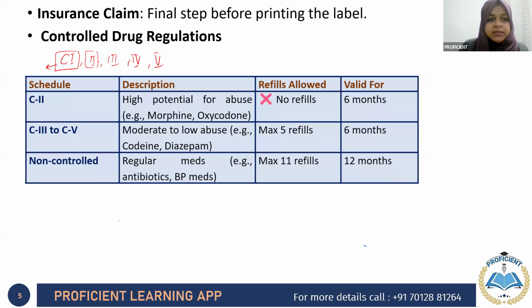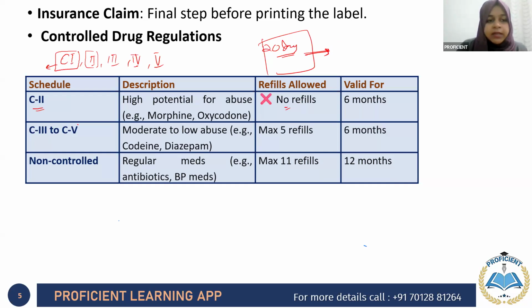Now, control two, C2, is the drug class with high abuse potential, like morphine, oxycodone, your opioids. They are addictive in nature. So such prescriptions don't have refills. Suppose the doctor writes it for 20 days. The prescription comes to the pharmacist, who will dispense the drug for the 20 days. If the patient comes with the same prescription, he will not get it. Clear? So refills are not allowed.